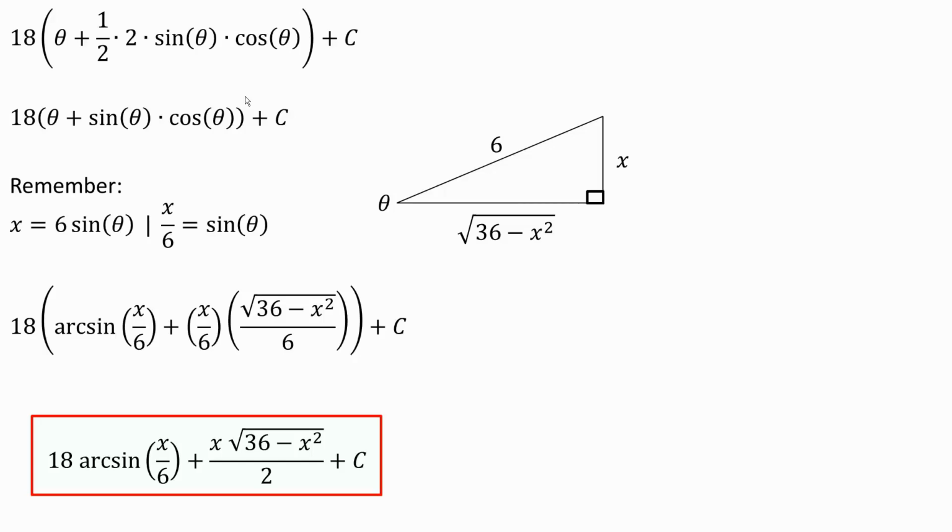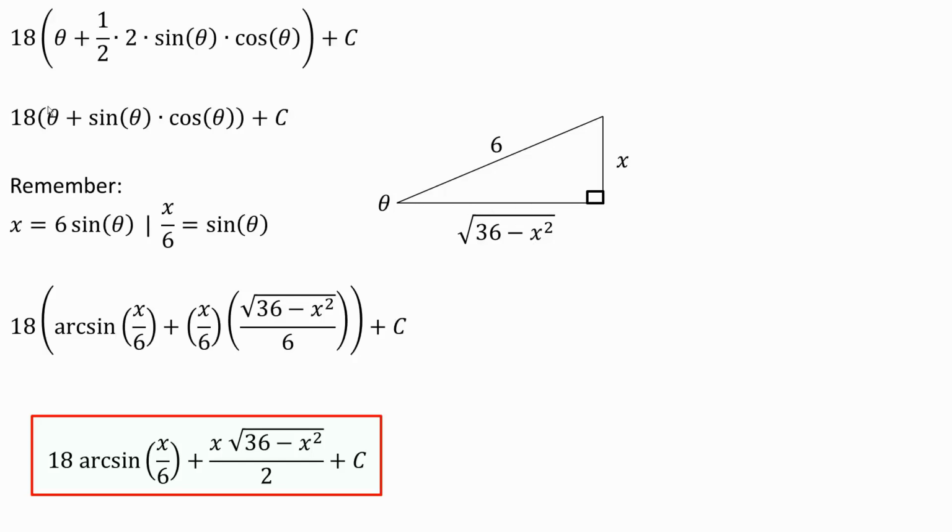Now you need to remember, in the very beginning, we said that x is equal to 6 sine theta. Or you could say that x divided by 6 is equal to sine theta. So now I draw a triangle. I say this is theta, and then theta, opposite over hypotenuse. So the opposite is x, hypotenuse is 6. And that means this piece right here will be the square root of 36 minus x squared. And so now we have all the pieces.